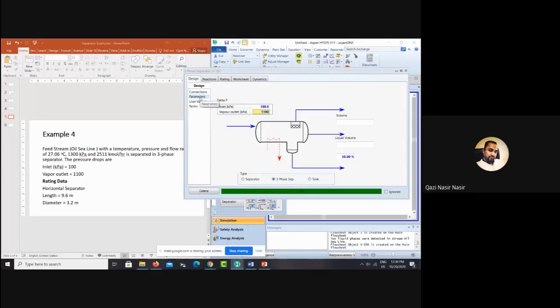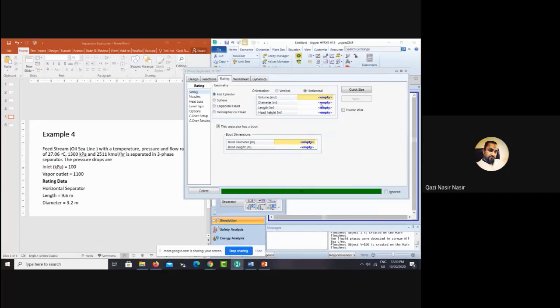Okay, remember, you need to go to parameters and mention these two pressure drops here. Secondly, I need some information regarding the size, the length and the diameter, and that is the information I can key in by using rating. So we need to go to the rating option, and here we have the orientation, which is horizontal. That is fine. You can put either the volume, the diameter, the length, or the height also. However, we only have the length and the diameter.